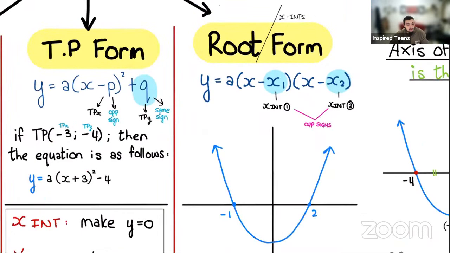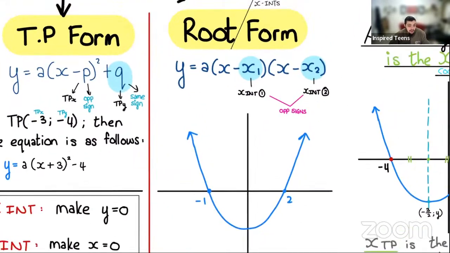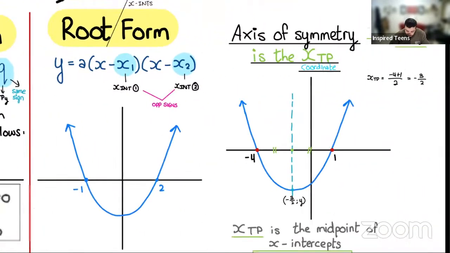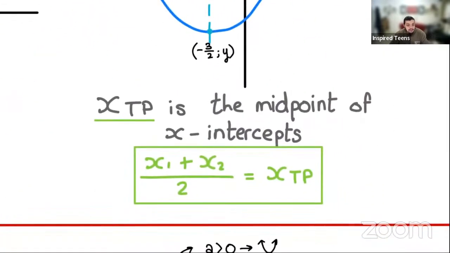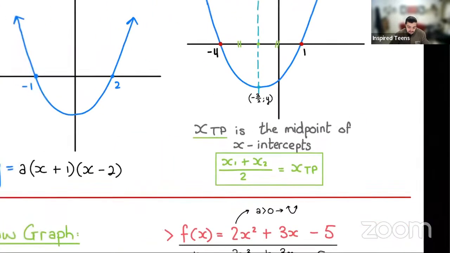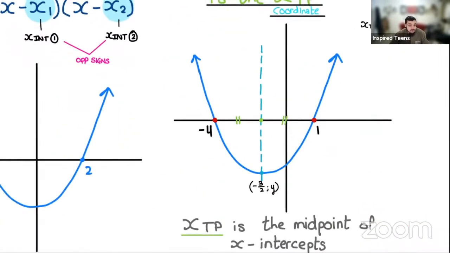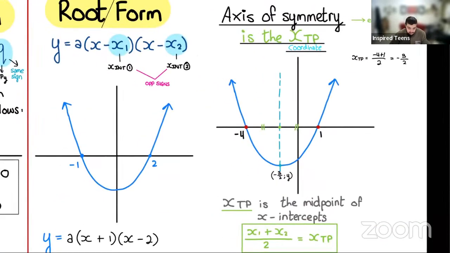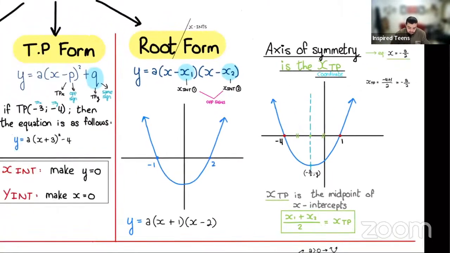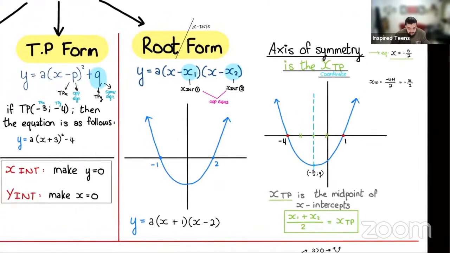In root form, how do you get the x-intercept? How do you get the turning points? How do you get the y-intercepts? In the root form, the x-intercepts are given in the equation. There are two ways to get your turning points. If you have your x-intercepts, you can find their midpoint, because remember that the x turning point is the midpoint of the x-intercepts. That gives you the x coordinate of the turning point. Substitute that into the main equation, and you get the y turning point. And the axis of symmetry is the x turning point.